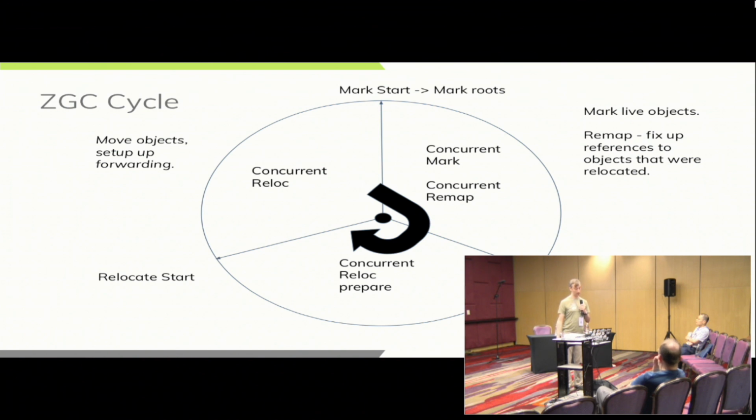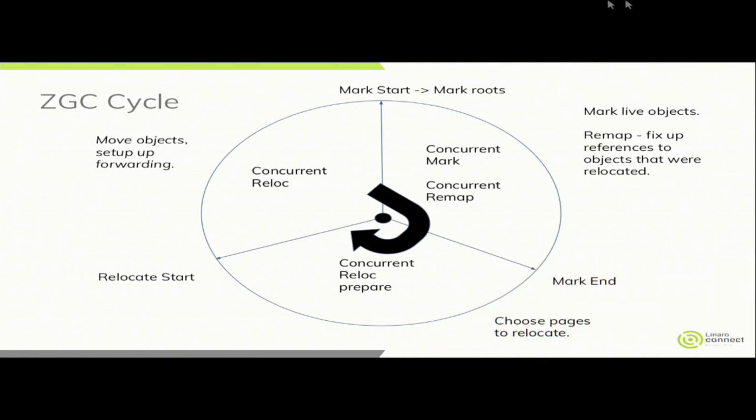After having done that, we then do a concurrent mark and concurrent remap. So the garbage collector threads are traversing the object graph and marking objects. Objects that are marked are the ones we know are live. Objects that are not marked are objects that are dead. Concurrent remap I'll get into a second. After finishing marking, we will then do some preparation to do the relocation of objects. That is, moving them from one page to another.